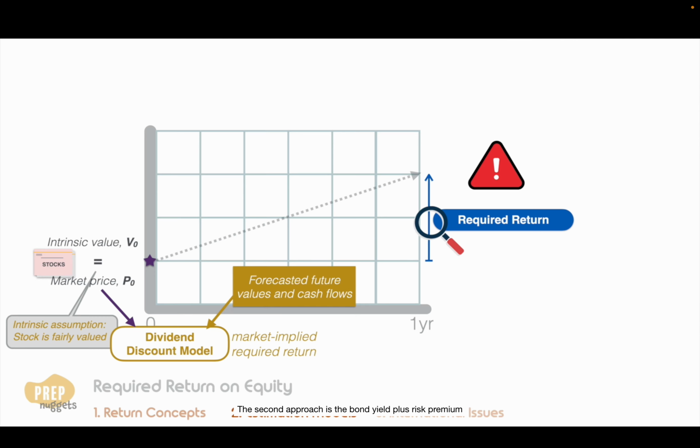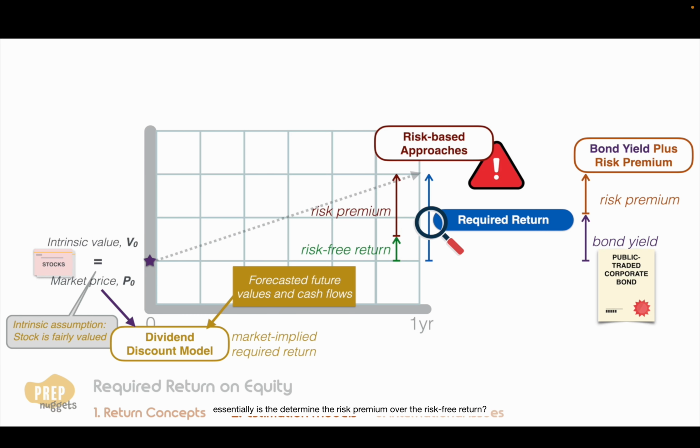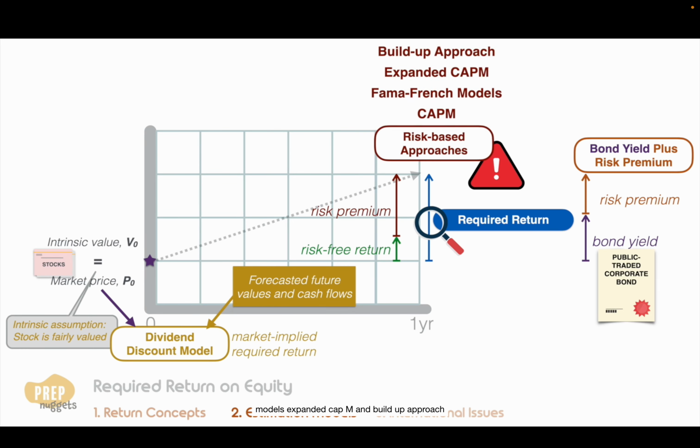The second approach is the bond yield plus risk premium approach, which is simply to add on a risk premium to the company's traded bond yields. The third approach is to use risk-based models, which essentially is to determine the risk premium over the risk-free return. We'll learn the CAPM, Fama-French models, expanded CAPM, and build-up approach to determine this risk premium. We'll also make distinction between publicly traded stocks and stocks of private companies.